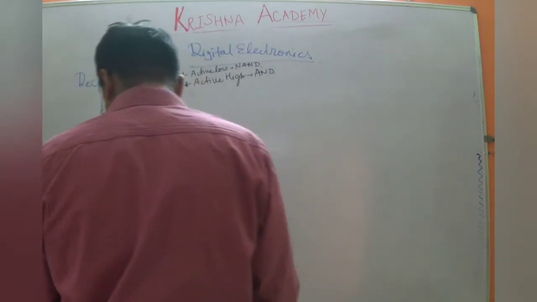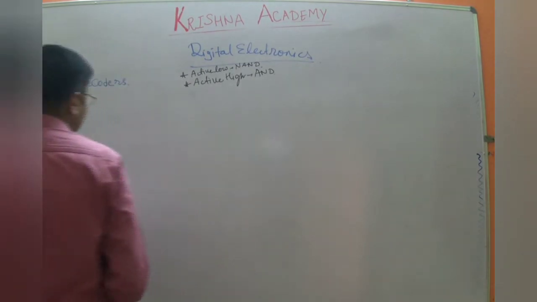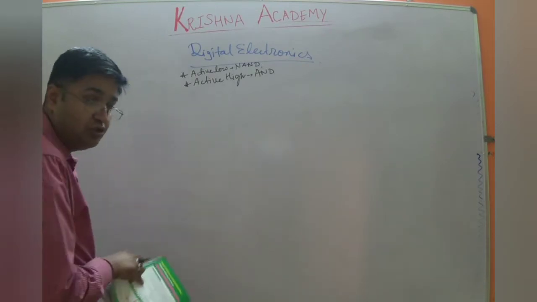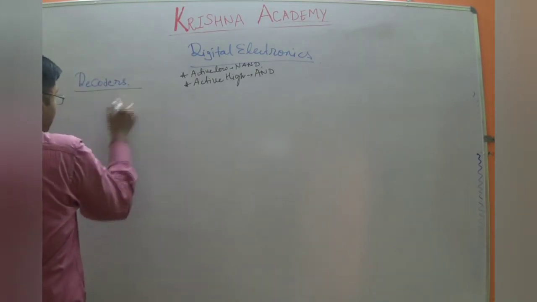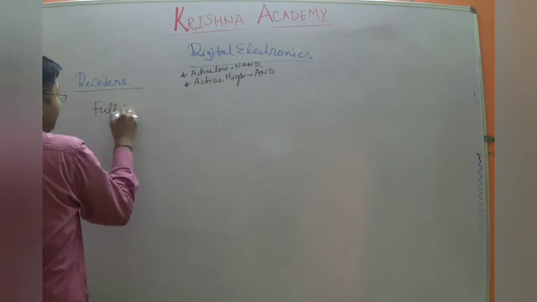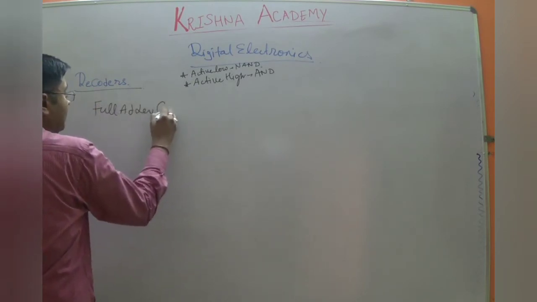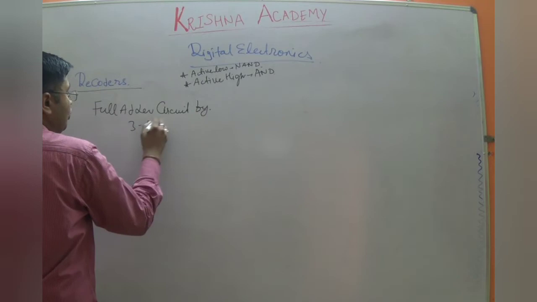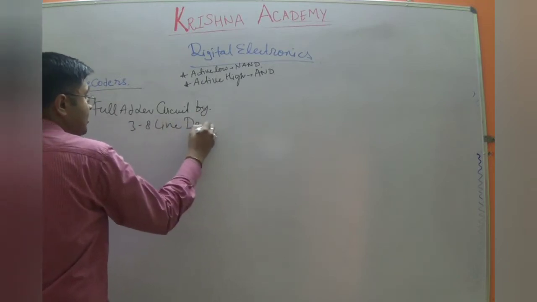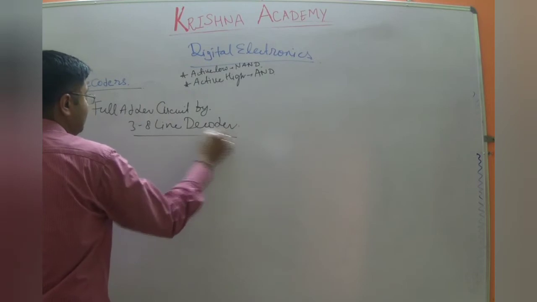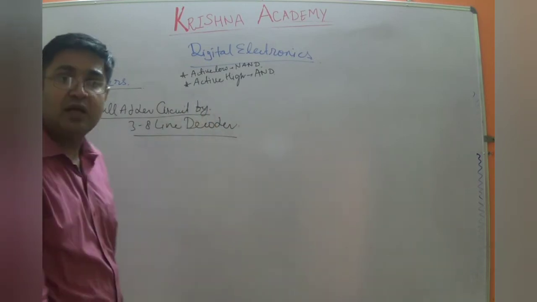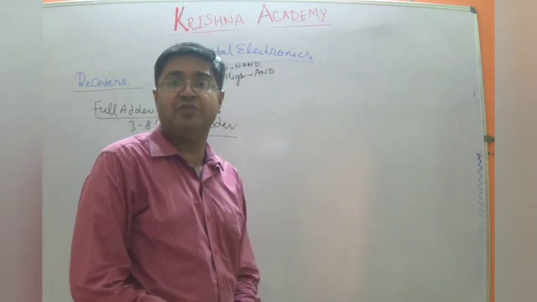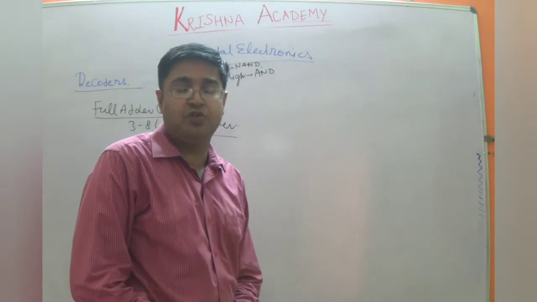Now we will draw the next topic. It is quite easy. I was asking whether a full adder or subtractor can be made using a 3 to 8 decoder. So, the full adder circuit by 3 to 8 line decoder. Is there a possibility? If this question is asked in the exam, that is the reason I am telling you this. Yes, there is a possibility, you can make a full subtractor or full adder circuit using a 3 to 8 line decoder.